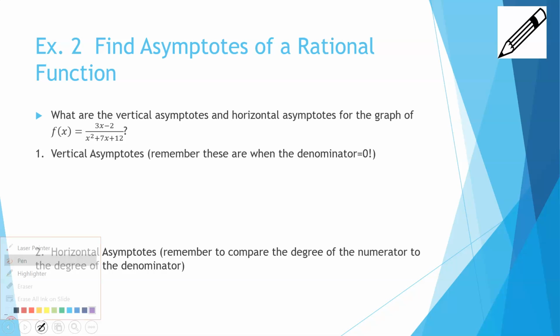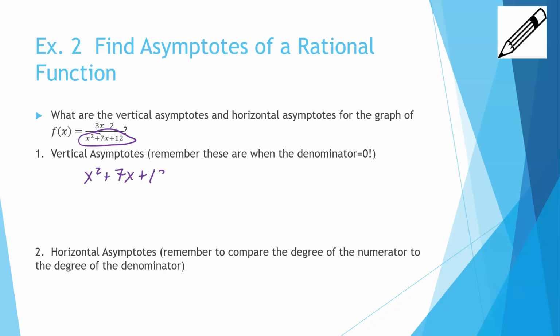As a reminder, as it says here, the vertical asymptotes are when the denominator equals 0. My denominator is x squared plus 7x plus 12. I need to solve that for when it equals 0. I am once again going to use my factoring skills.